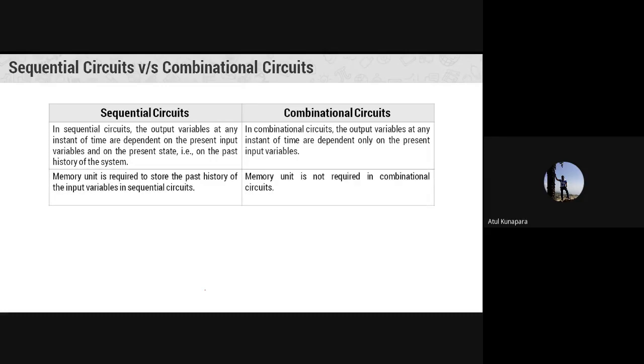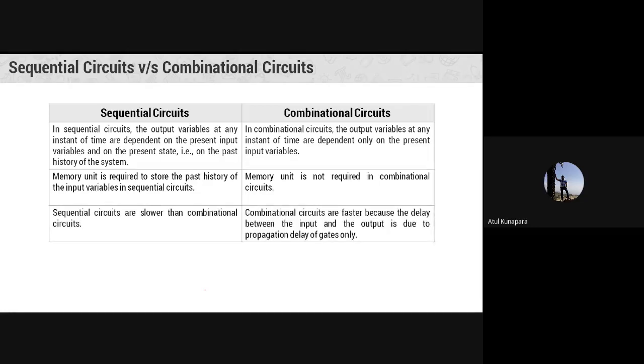The second point of comparison is very easy to understand: in a sequential circuit, we need to store the state of the circuit, that is, the past history of the output. So that requires a memory unit to store those output values. Whereas in a combinational circuit, there is no need for any memory unit because there is no state of the circuit or output going to be stored. So that is the difference, or point of comparison, here.